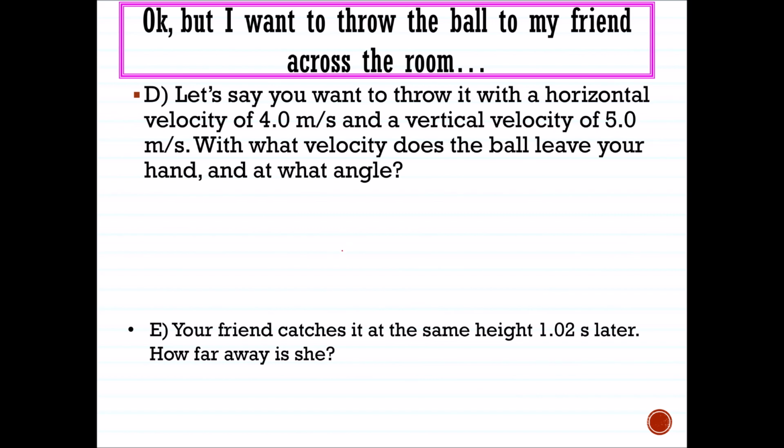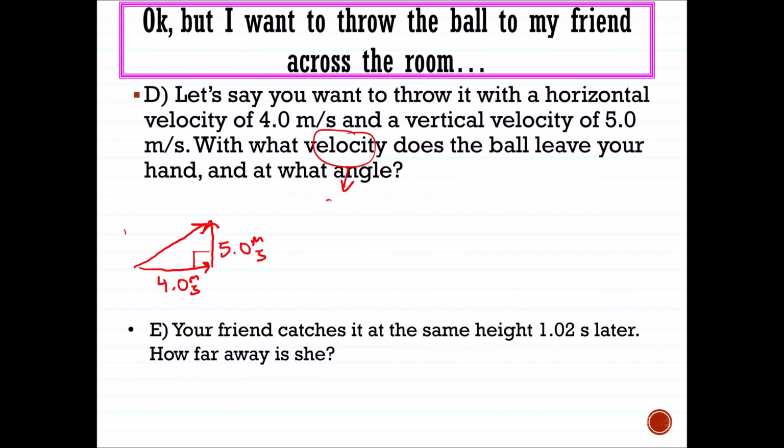Let's say you want to throw with a horizontal velocity of 4 meters per second and a vertical velocity of 5 meters per second. With what velocity does the ball leave your hand and at what angle? So when a ball is launched at an angle so that you can throw it across the room to your friend, it has two components. The first component is the horizontal component, and it gives us 4 meters per second for that. And the second component is the vertical component. Notice I'm making a right triangle. The vertical component of the velocity is 5 meters per second. We want to know with what velocity the ball leaves your hand and with what angle.